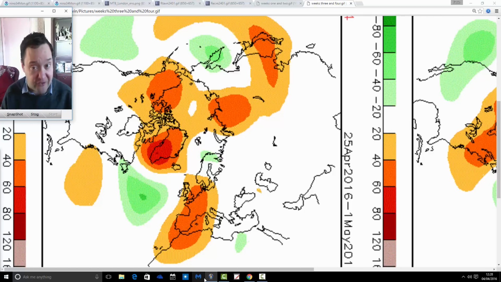But what we will get, I think, over the coming week to 10 days is a lot of heavy rain, and we may have to watch out for a bit of flooding as we get through into next week.